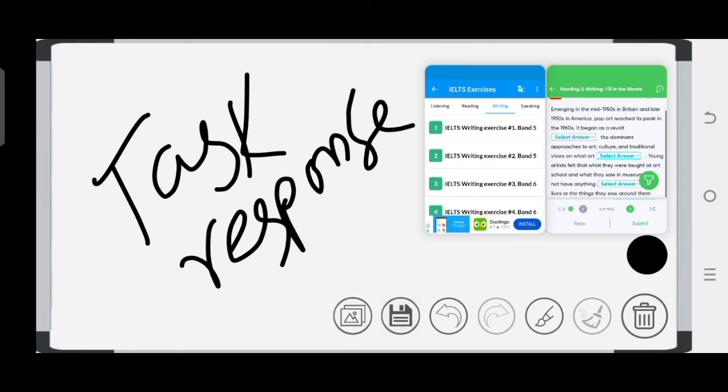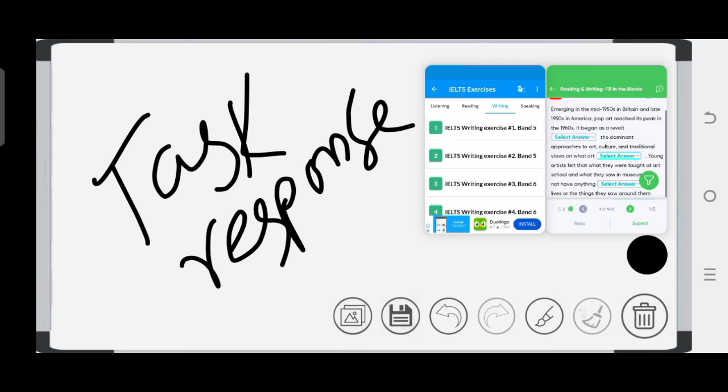It all depends on the task response. So when I say task response, what does it mean? It means that the task, whether it is writing, reading, listening, or speaking, you need to come up to the criteria mentioned by the British Council IELTS category for reading, writing, listening, and speaking. That is, what is the candidate expected to do?